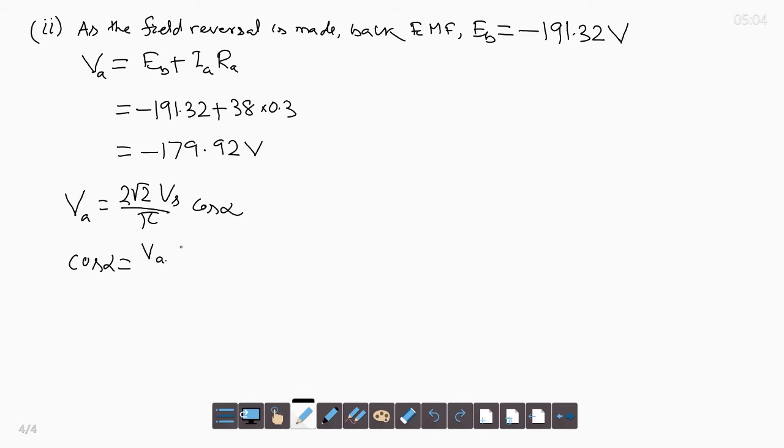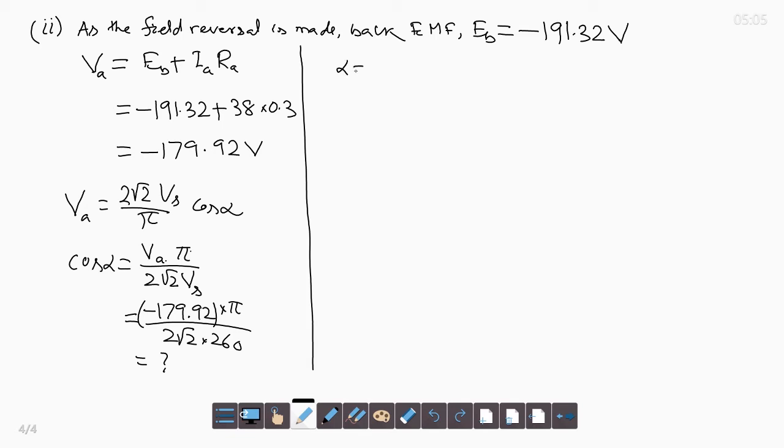VA into pi divided by 2 into root 2 Vs. So, VA is now minus 179.92, this is VA into pi divided by 2 into root 2 Vs is 260. So, you find out cos alpha and hence you determine alpha equals to what we can determine. Then another point, power feedback.